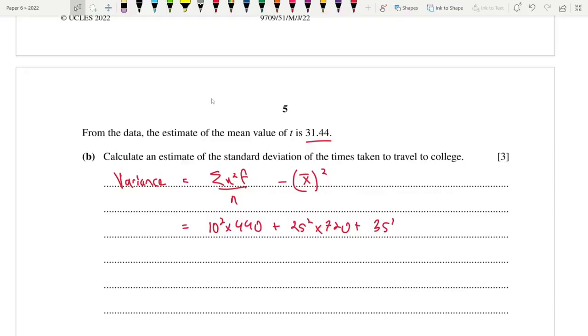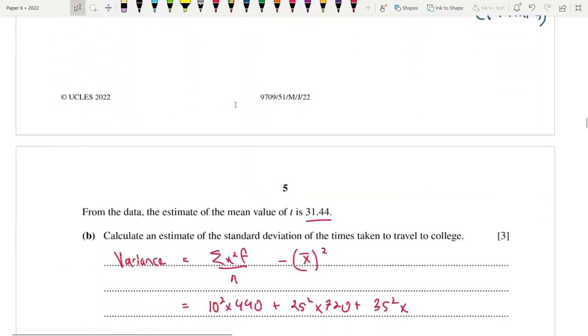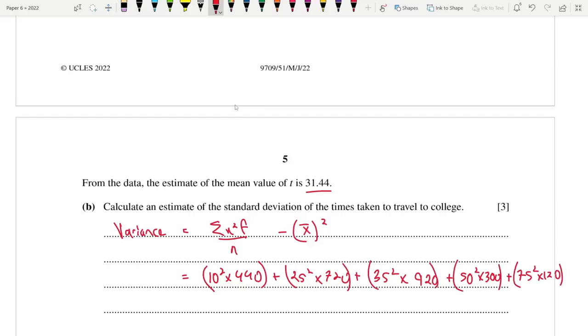Next one was 35 squared times 920, then 50. Okay, so 50 squared times 300 plus 75 squared times 120. So these are the values, divided by the total frequency, which was 2500. N is basically the total frequency.